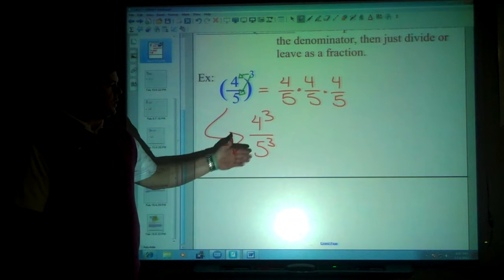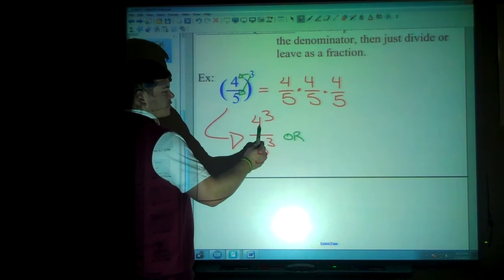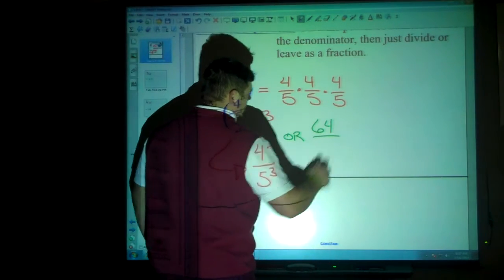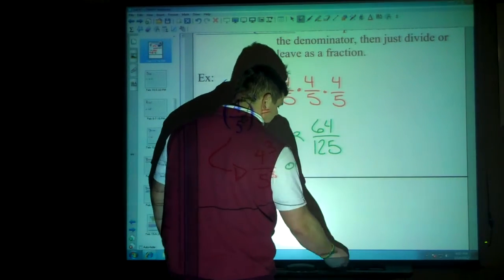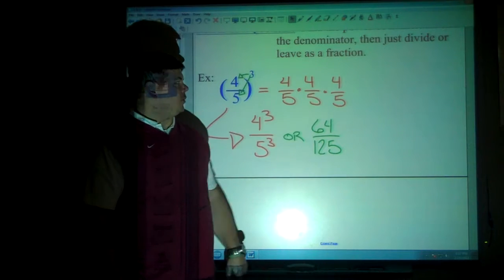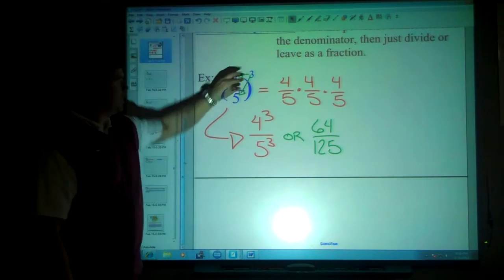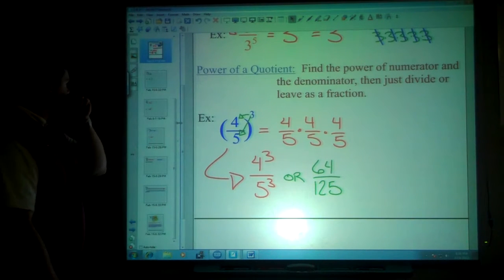Now you can either leave it like this, or if you need to evaluate, 4 times 4 is 16 times 4 again is 64. And 5 times 5 is 25 times 5 again is 125. So either answer is acceptable. And you would get the same thing if you were to multiply 4 times 4 times 4 and get an answer over 5 times 5 times 5. But you can distribute it. So that in itself is power of a quotient.